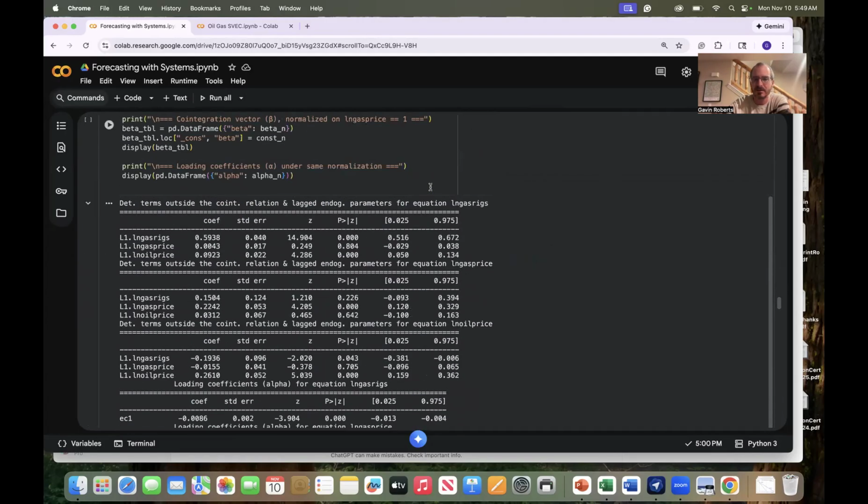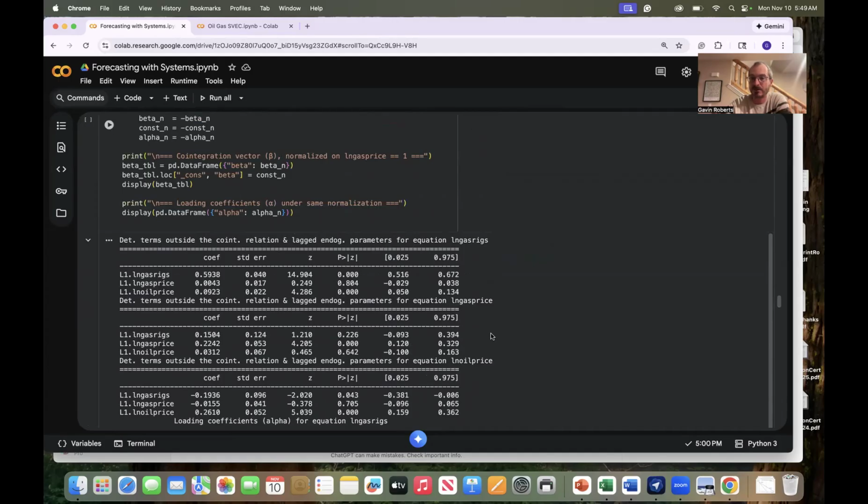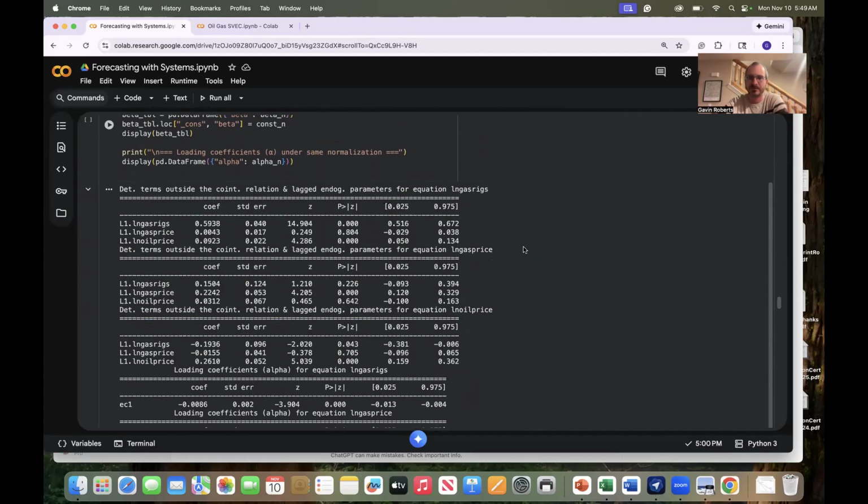So here are the results of our vector error correction model. The top stuff is similar to what we saw before. These are all the short run dynamics.